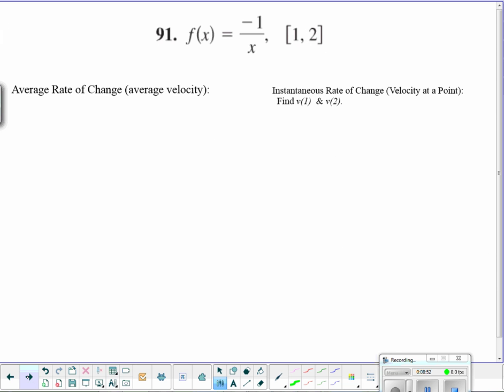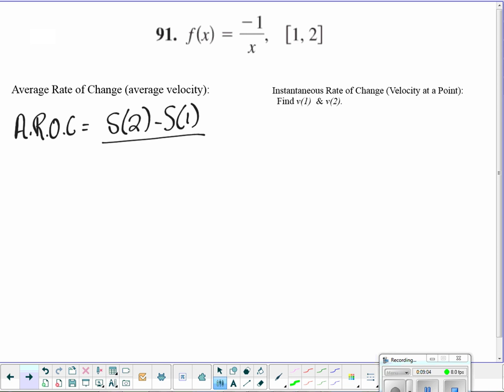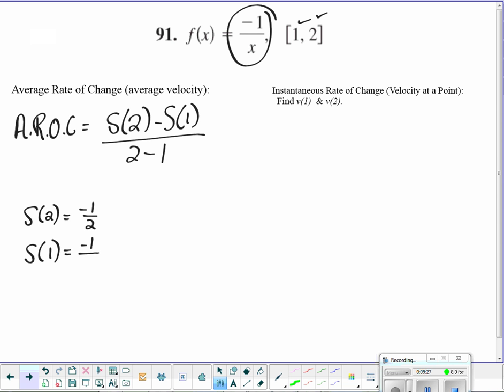Next problem, number 91, is quite similar. We want to find the average rate of change. We're going to do that by looking at s of 2 minus s of 1 divided by 2 minus 1. Using my endpoints on the interval, we're going to calculate the slope of the function. Let's do a little work off to the side here. s of 2 will be negative 1 over 2. Okay, it's negative 1/2. s of 1 is equal to negative 1 over x. I'm following this function here. Call this s if you want.